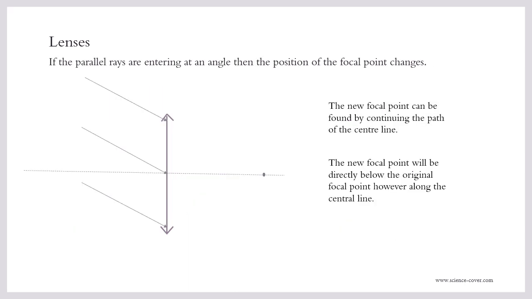If the parallel rays are entering the lens at an angle, then the position of the focal point changes. The new focal point can be found by continuing the path of the central line. The new focal point will be found directly below the original focal point, however along this central line. And so we can bend the other parallel rays so that they cross at this location.